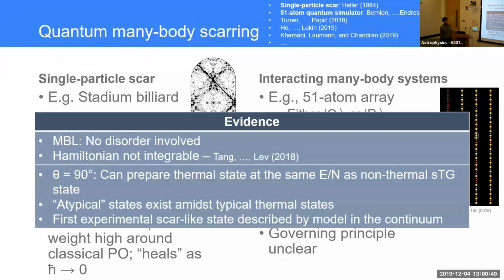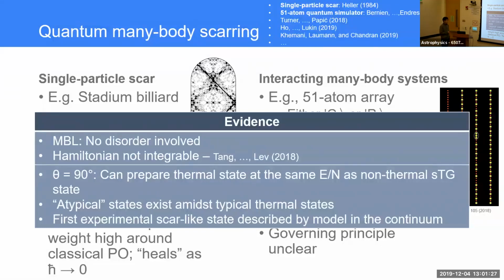We believe that perhaps our system can contribute meaningfully to this discussion in that if you look at our Hamiltonian, it's clearly not a many-body localized system since there's no disorder involved. In addition, our Hamiltonian is also not just integrable, and this has been shown in our prior work on quantum Newton's cradle. Also, we've demonstrated for the theta equals 90 case at least, we are able to prepare a typical thermal state at the same energy density as some atypical non-thermal state, which is our supertonic gas.